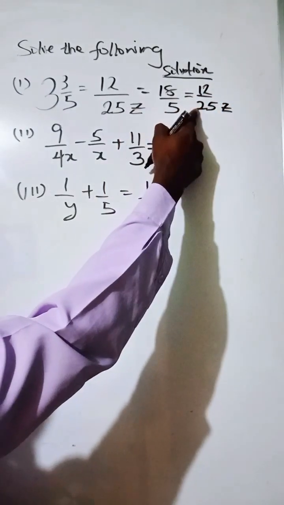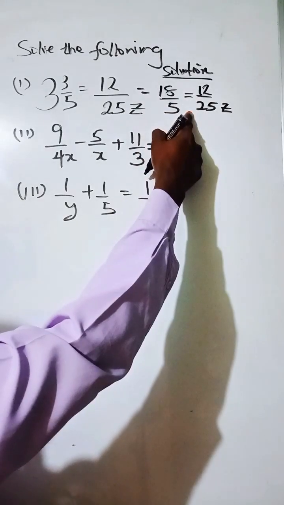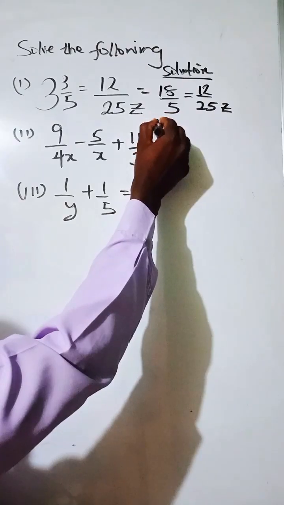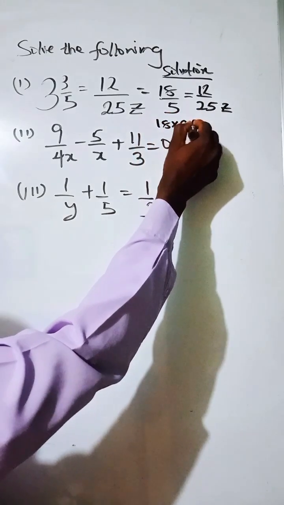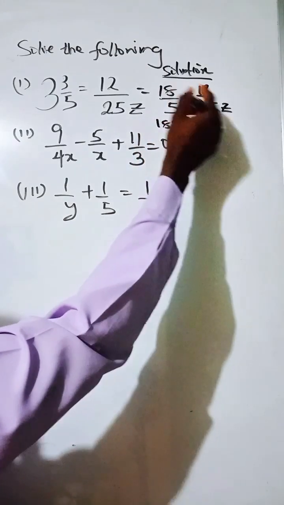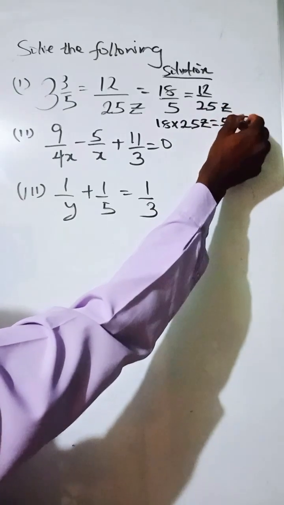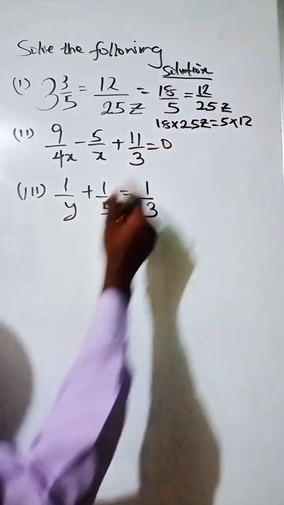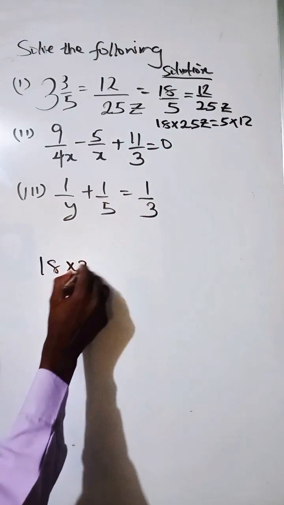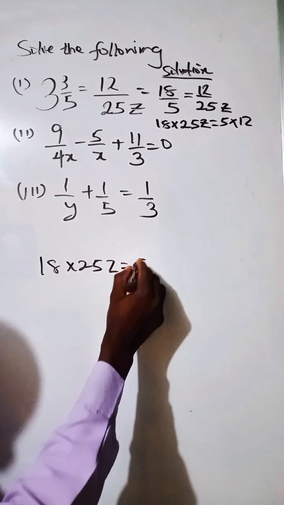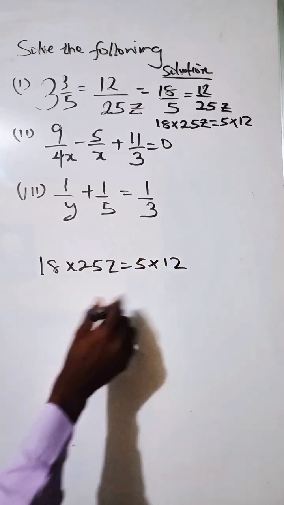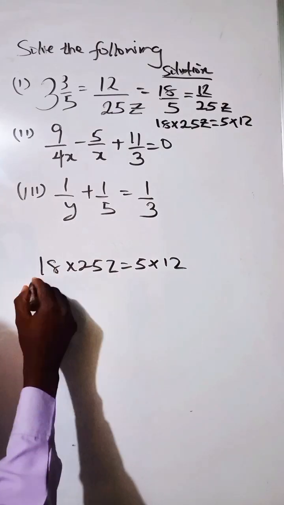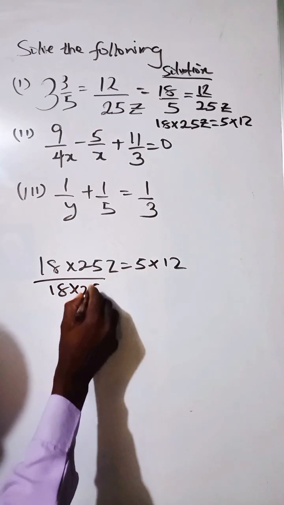So we cross multiply, since we have it in a rational form now. So as a result of this equal sign, let's cross multiply. So we have 18 times 25z equals 5 times 12. Okay, so we can easily solve it this way. So for 18 times 25z equals 5 times 12, since we are looking for z, let us divide both sides by 18 times 25.